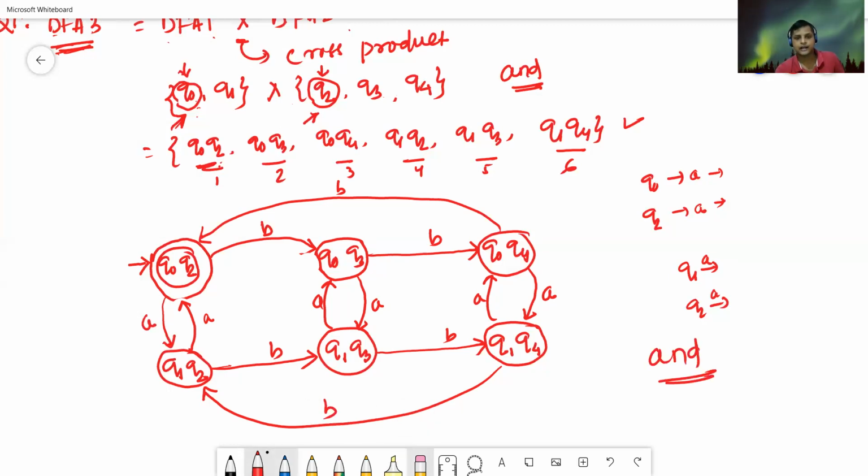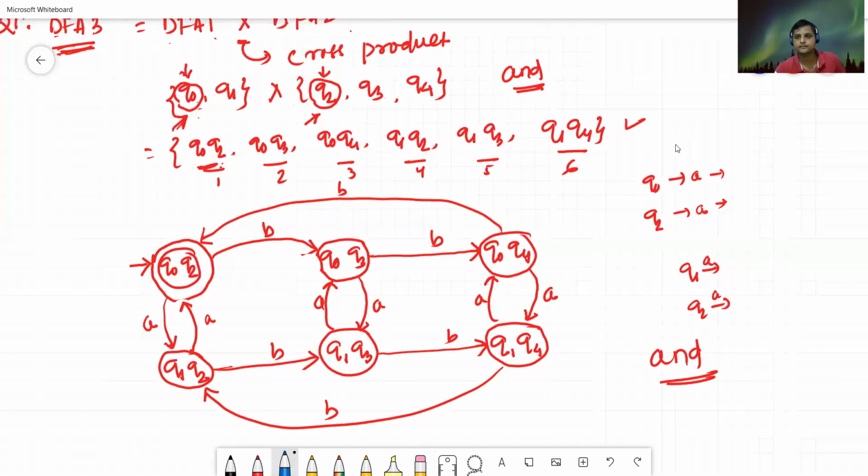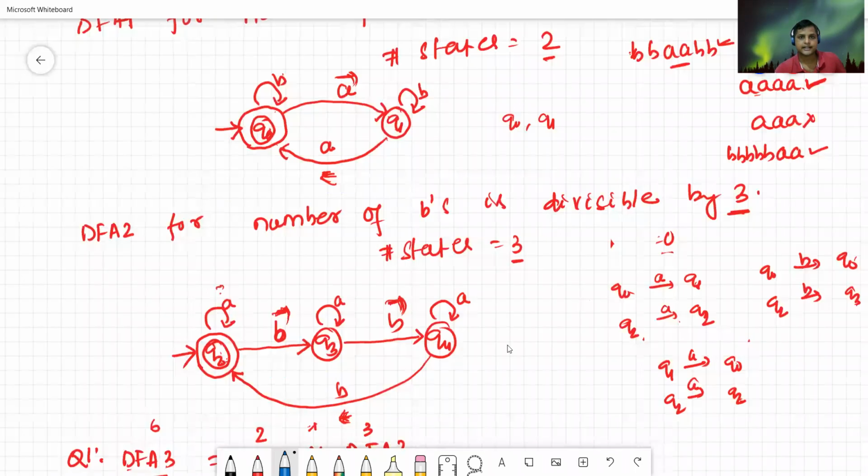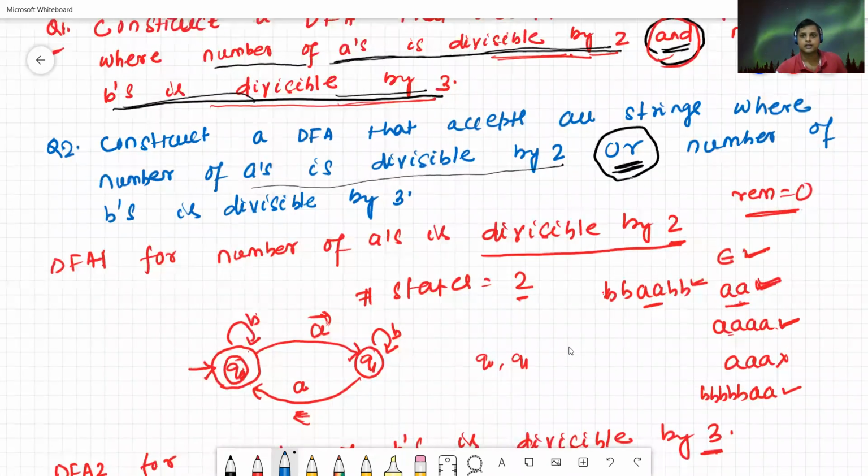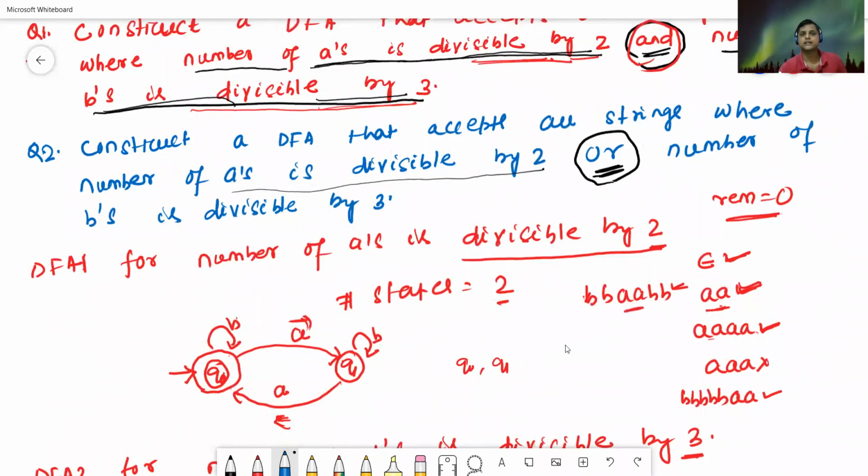Okay, now we'll see the second question. The second question here: construct a DFA that accepts all strings where the number of A is divisible by 2 or the number of B is divisible by 3. Both cases are completely similar, but there is one difference between the two questions. This is the AND case and this is the OR case.